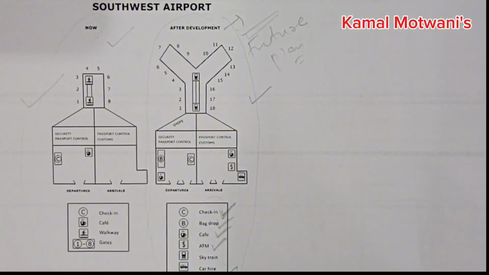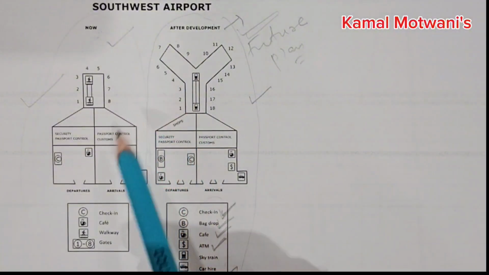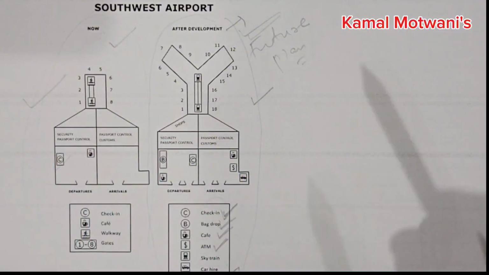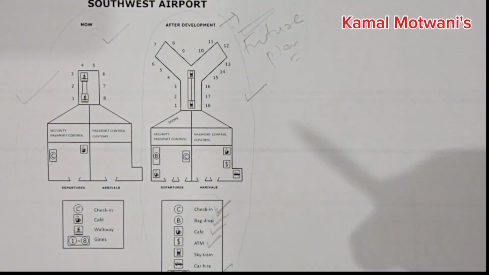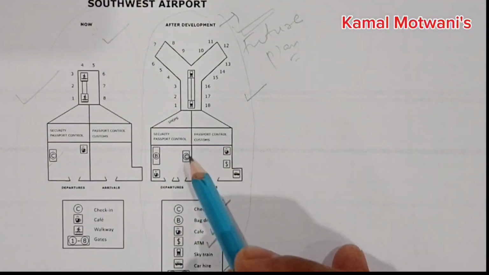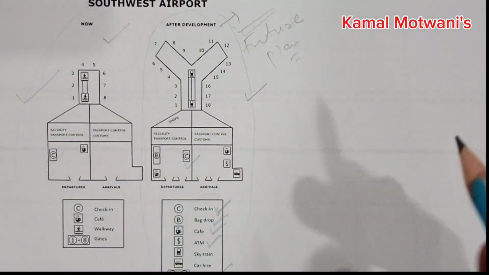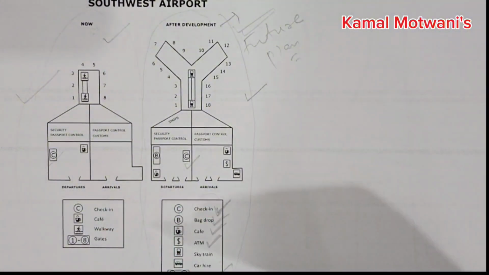So you need not worry about it, merely you have to interpret it and write in a paragraph format. For instance, today the check-in place or the check-in board is here, and in the future development plan the check-in place or the check-in board is here. So this is how you have to write this, and you have to interpret it.